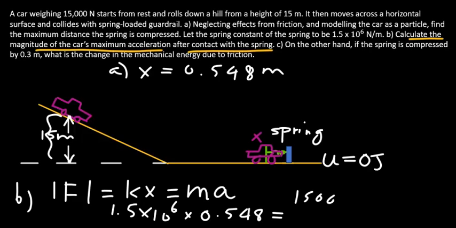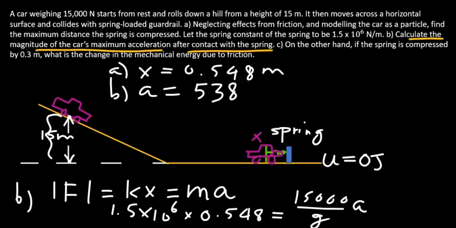The mass of the car equals its weight over gravitational acceleration, times the acceleration of the car, and we can determine a. We take g to be 9.81. Solving for the acceleration, we get the acceleration to be 538 meters per second squared.